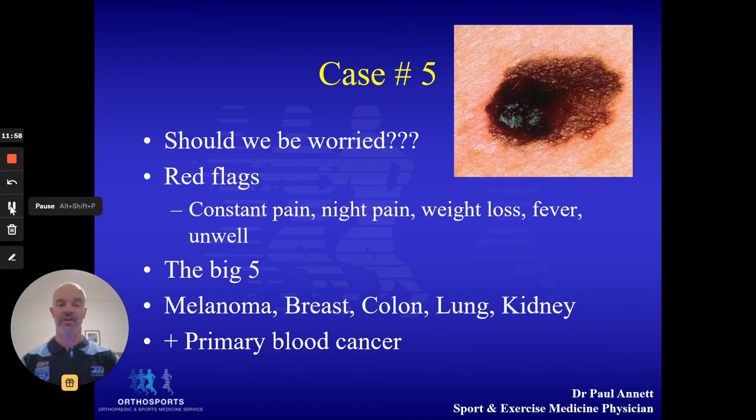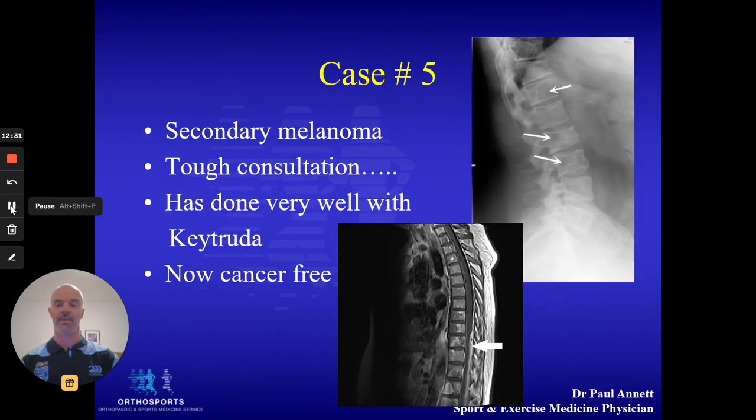I'm sure you're all well versed in the findings of red flags, which could include constant pain, night pain, weight loss, fever, and being generally unwell. Any patient who has had a past history of cancer should be considered to have a secondary cancer unless proven otherwise. The two main conditions are melanoma and breast cancer, although colon, lung and kidney will also refer to bone. Consideration should also be made of primary blood cancer, such as leukemia and myeloma.